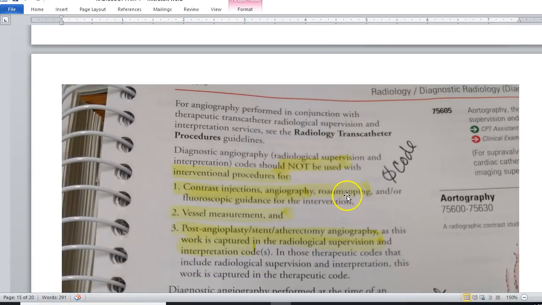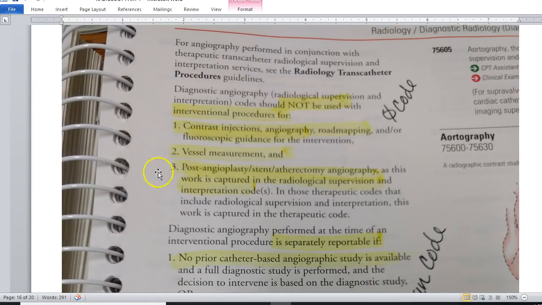Now, the next part is what you'll probably have seen quite a few times. So let's go down to this, when we cannot code this first part. Diagnostic angiography code should not be used with interventional procedures for contrast injections, angiography, road mapping, and/or fluoroscopic guidance for the intervention, vessel measurements, and post-angioplasty, stent, atherectomy angiography, as this work is captured in the radiological supervision and interpretation codes. In those therapeutic codes that include radiological supervision and interpretation, this work is captured in the therapeutic code.